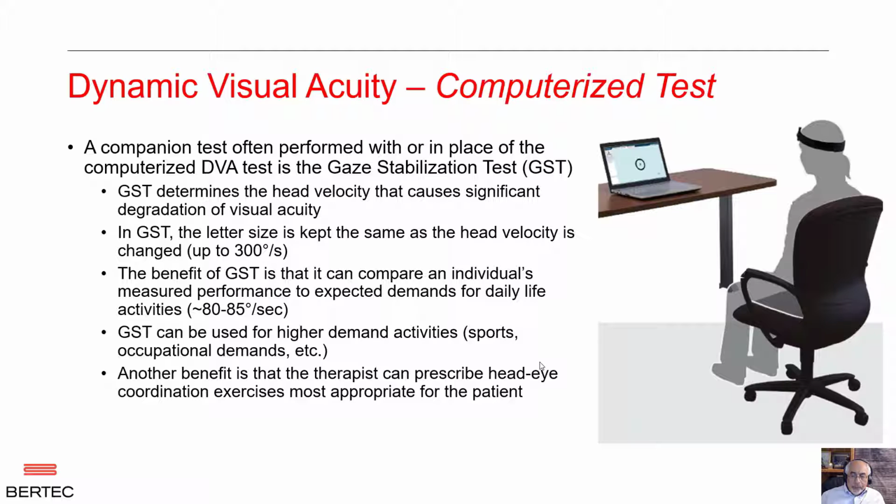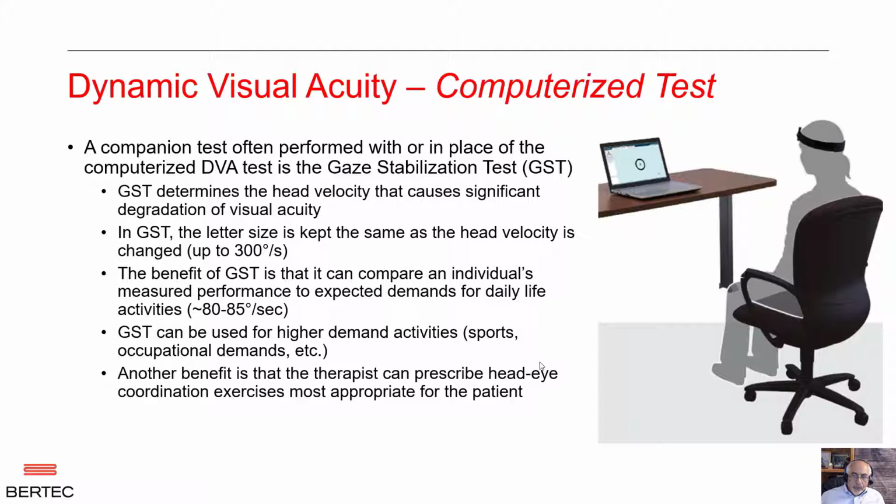The benefit of GST is that it can compare an individual's performance with what would be the expected demands of daily activities. For example, patients whose GST results are lower than 80 to 85 degrees per second should be advised that they are at high risk of falling. Alternatively, GST can be used for individuals who are involved in higher demand activities, such as in sports or certain occupations. As I mentioned earlier, another benefit is that the therapist can prescribe head-eye coordination exercises starting at head velocities most appropriate for the patient.